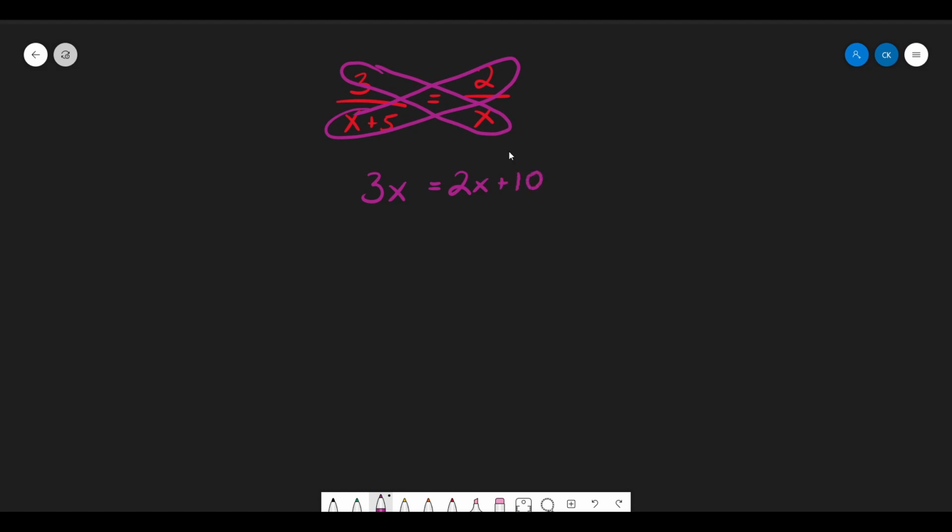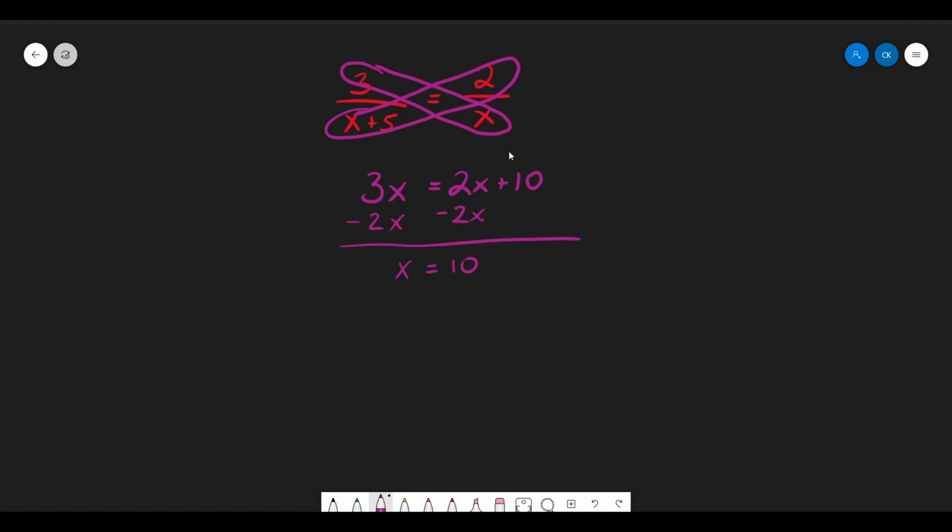Well, now I get to go and just solve this like a normal algebraic problem that we've been doing all year. Get the x's to one side, so subtract 2x from both sides. So I end up with x equals 10, and then that would be my answer. I have the x by itself.